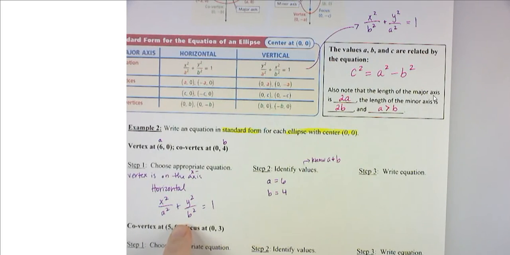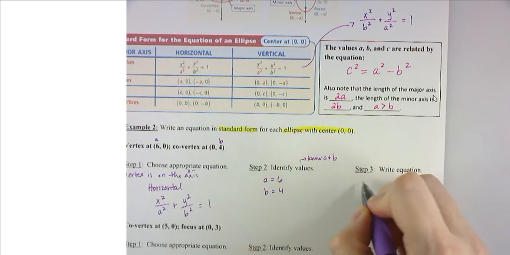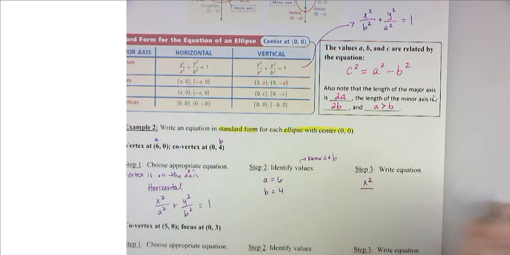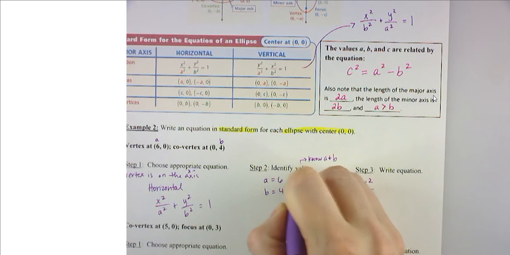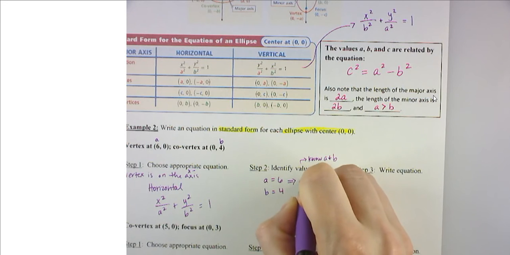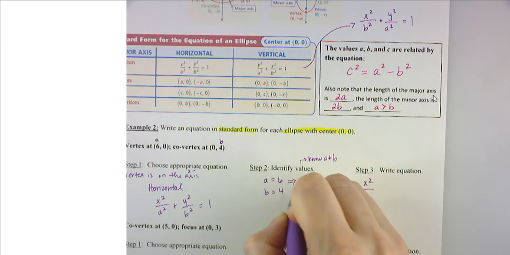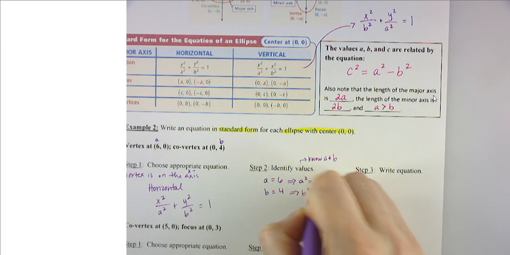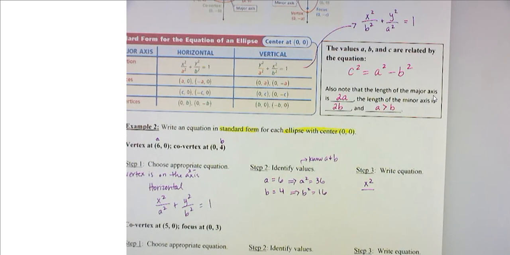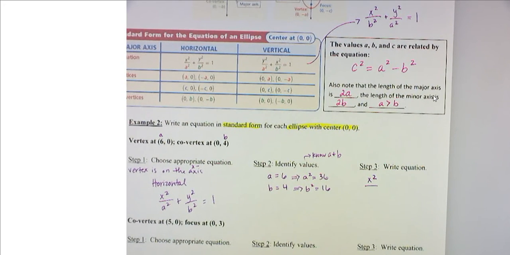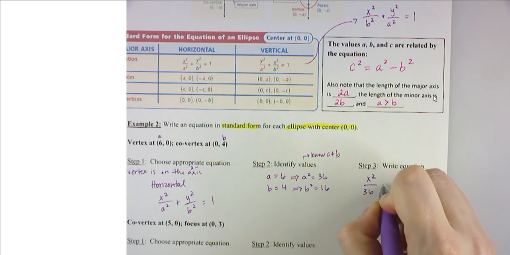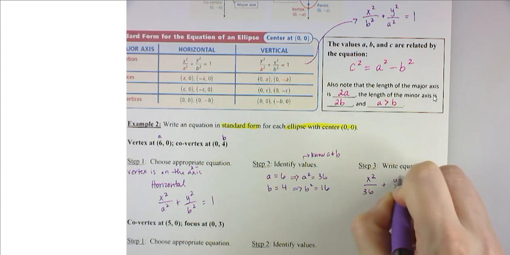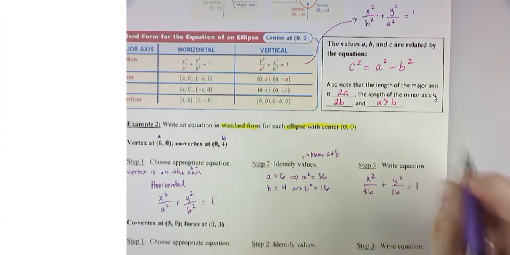So this would be x squared over a squared is going to be 6 squared. A lot of times what I'll do is here, I'll say, oh, if a is 6, a squared is 36. And this means that b squared is 16. So then when I go to put it in the formula, I just have x squared over 36 plus y squared over 16 equals 1. And that's going to be our equation.